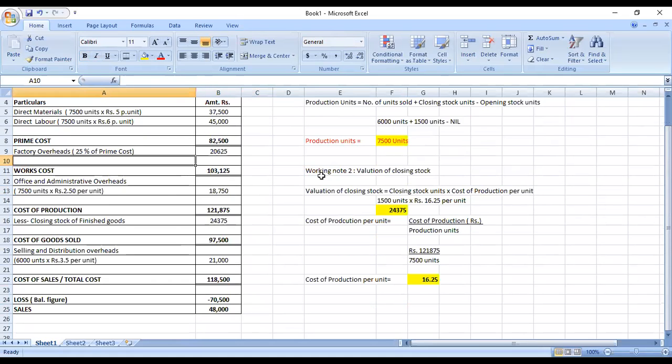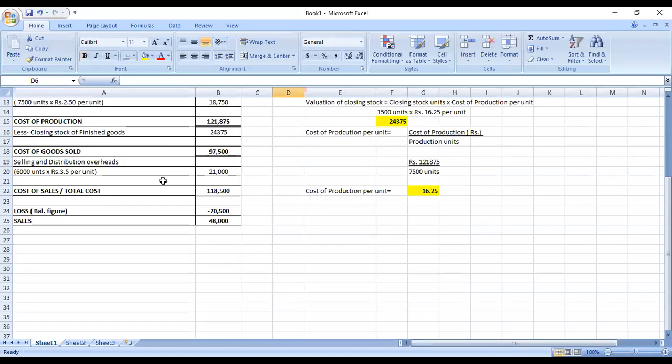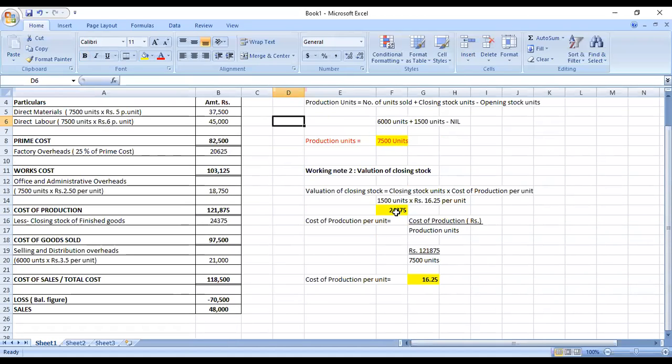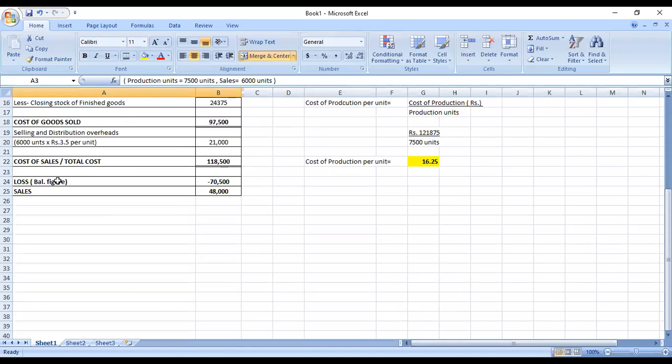Any doubt? If you have any doubt, you can ask me. Because we have to move toward the cost reconciliation statement. Okay, after this, why do I prepare this? Because to know what is the profit or loss as per the cost accounts.